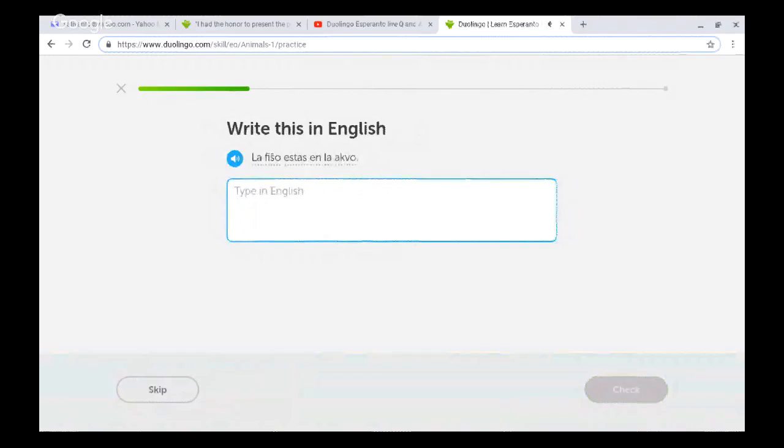La fiŝo estas en la akvo. Right, people say the sentences. All right, la fiŝo estas en la akvo. The fish is in the water.